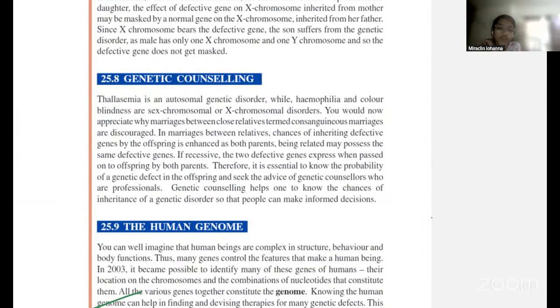Therefore, it is essential to know the probability of a genetic defect in the offspring and seek the advice of genetic counselors who are professionals. Genetic counseling helps one to know the chances of inheritance of a genetic disorder so that people can make informed decisions. So this is correct.